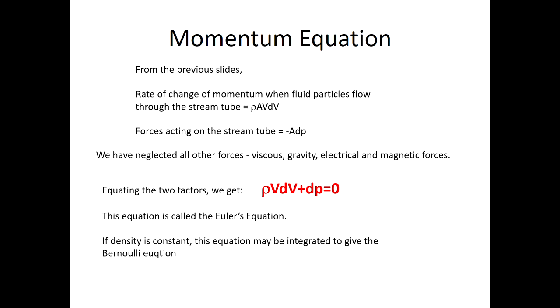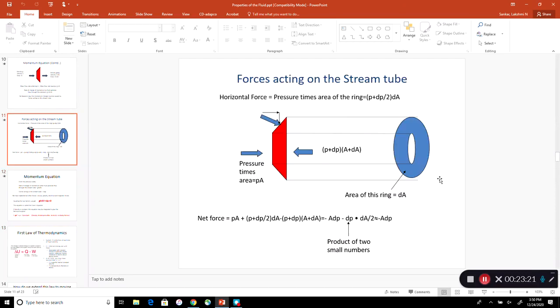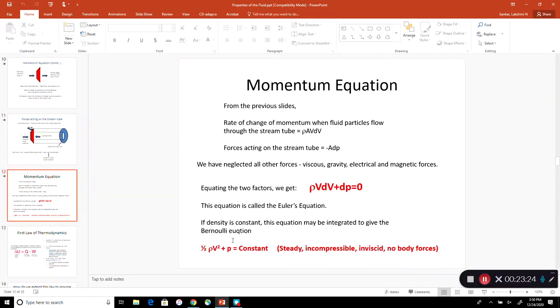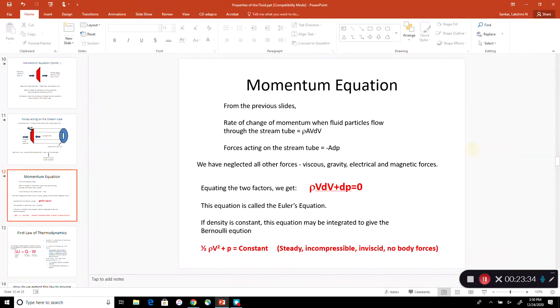Sorry for the typo. It should be EQU. I will try to fix it in a later version next year. So Bernoulli equation is 1/2 of rho V squared plus P equal to constant. So the assumptions are steady, incompressible, inviscid, no body forces. So let me go ahead and fix it while I'm here. So this is the Bernoulli equation. All right, so that's the Bernoulli equation.